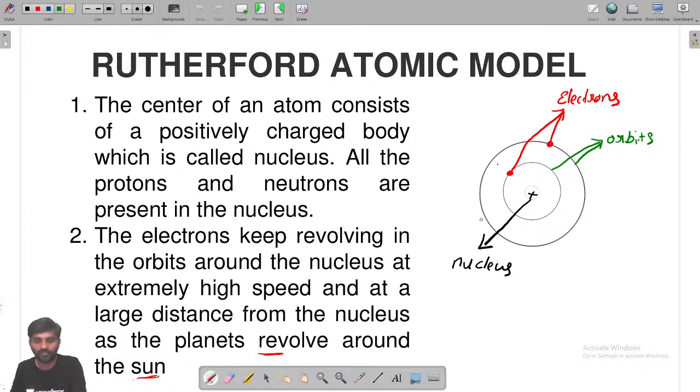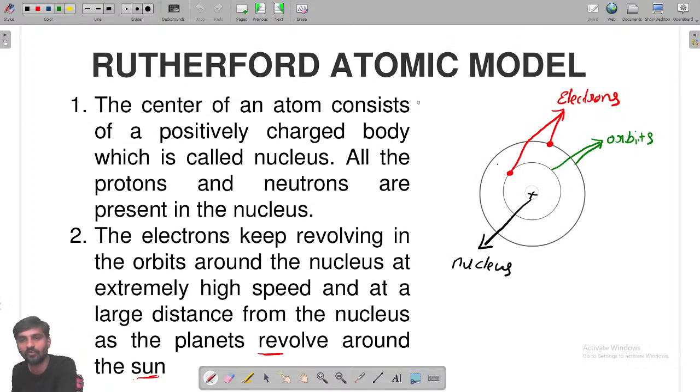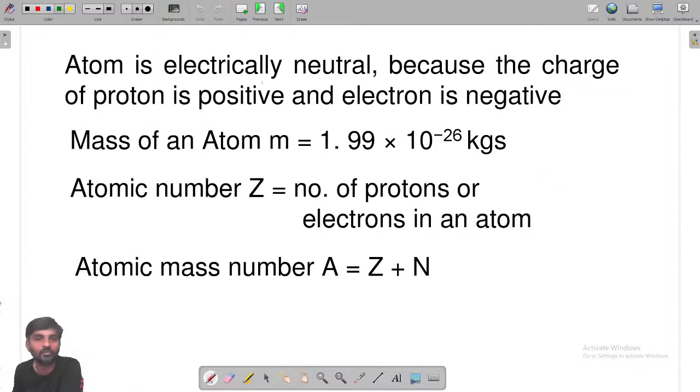But some important things to be considered here: an atom is electrically neutral because the charge of a proton is positive and the electron is negative. You can see here, this is positive charge and these are negative charges. However many electrons there are, that many protons will be here. Because of that, it is always electrically neutral, since the charge of the proton is positive and the electron is negative. This is very important to remember.